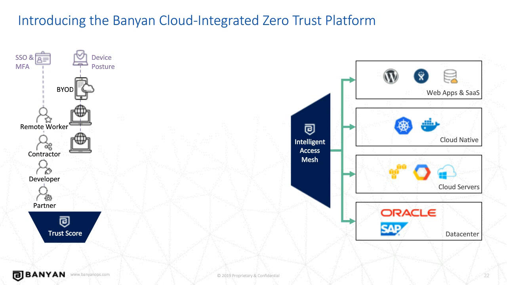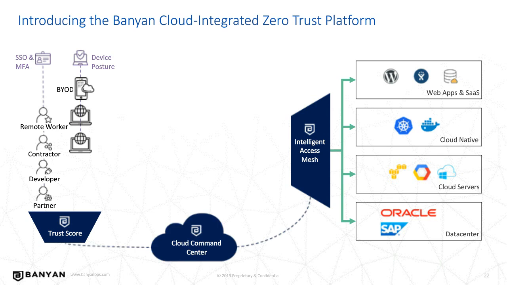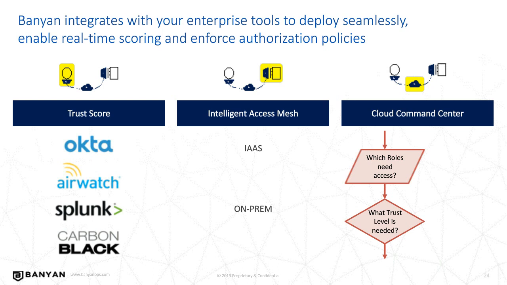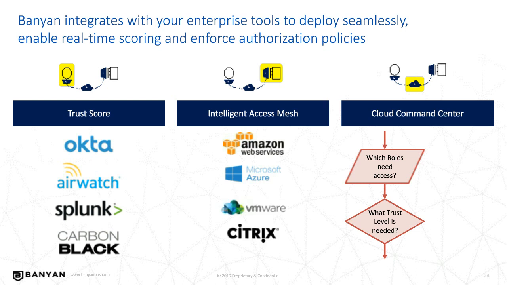And finally, we provide a cloud command center that ties all this together. We tie together the entities that need access as well as the applications you're looking to get access into. From the user perspective, it is just a single button, direct access into the application they're seeking. Security teams like Banyan because the cloud command center gives them the ability to write granular policies and enforce the activity in real time. This is something you did not get with the VPN, which was a very static way of delivering access.